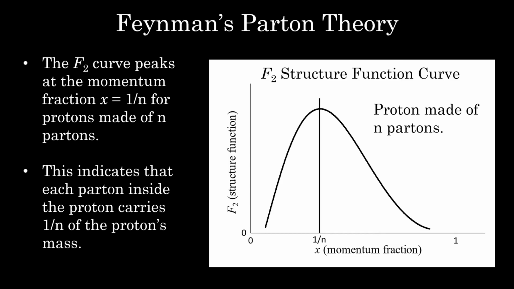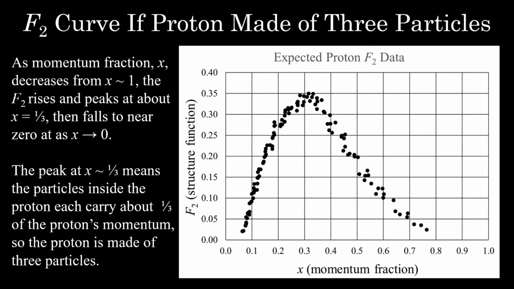For a proton to be made of a finite number of particles, Parton Theory required F2 to peak at the proton momentum fraction x the partons inside the proton carried. The proton momentum fraction x, at which the F2 peaks, is the fraction of the proton's momentum each parton carries. The reciprocal of that momentum fraction is the number of particles the proton is made of. This meant that, if the proton were made of 3 quarks, the structure function curve would peak at about x equals 1/3.